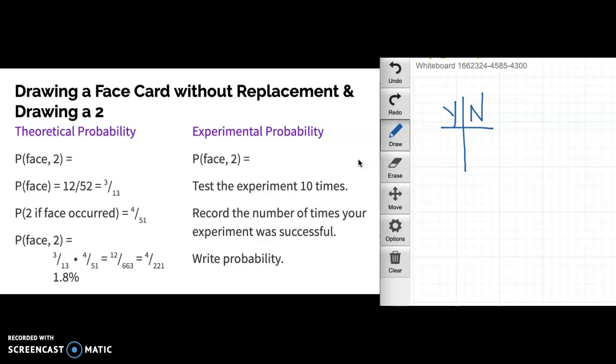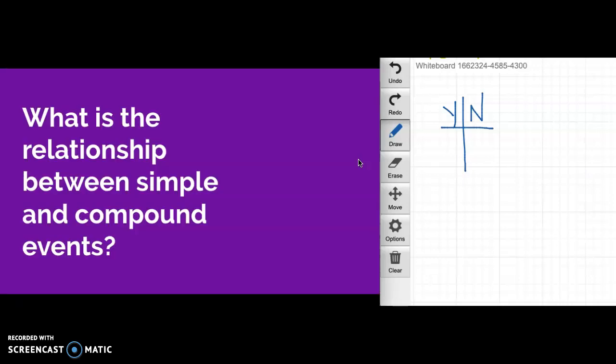All right. What is the relationship between simple and compound events? Take a few seconds, think, how would you answer that question? I would answer this by saying compound events are made up of simple events. So compound events are just two or more simple events combined into one probability experiment.